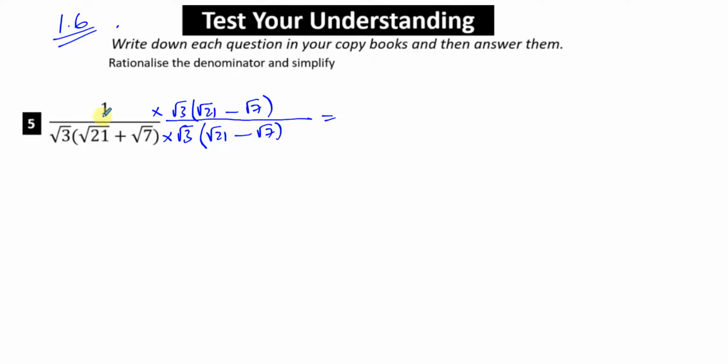And what's going to happen is the numerator is going to become root 3 times root 21 minus root 7. And the denominator, you're going to have root 3 times root 3, which gives you 3. And then you're going to have root 21 plus root 7 times root 21 minus root 7. Well, that becomes a difference of squares. So you end up with root 21 squared, which is 21, minus root 7 squared, which is 7.